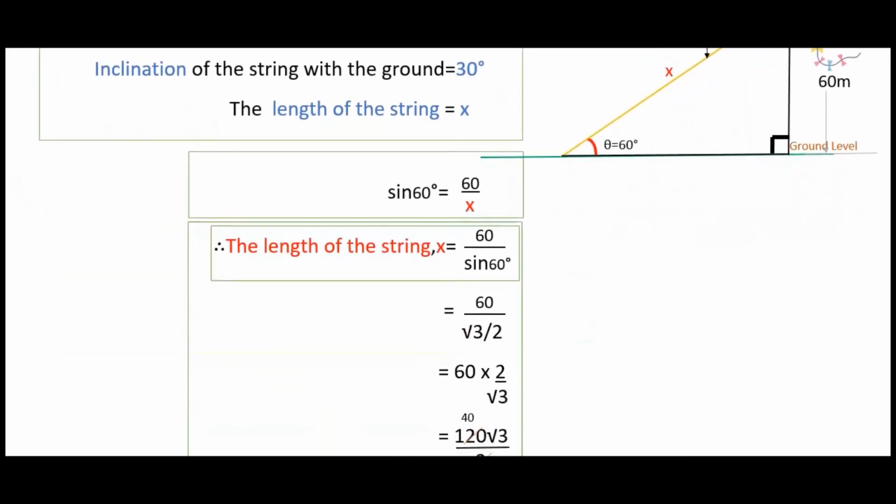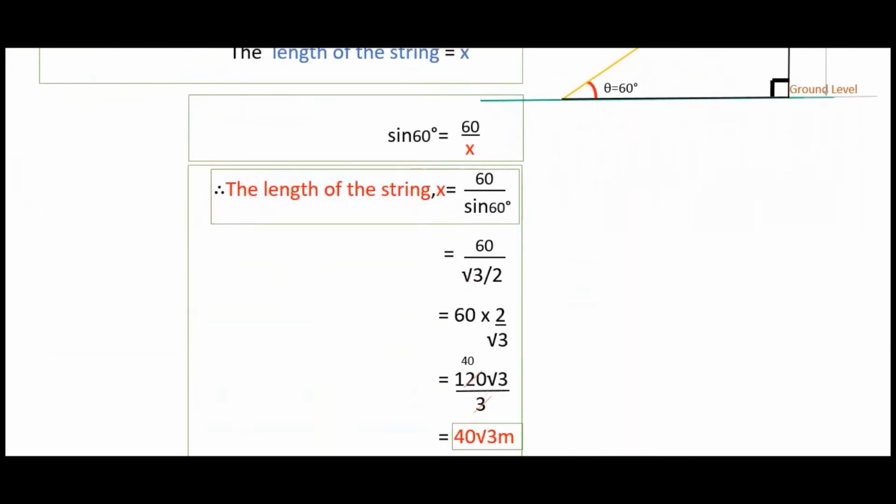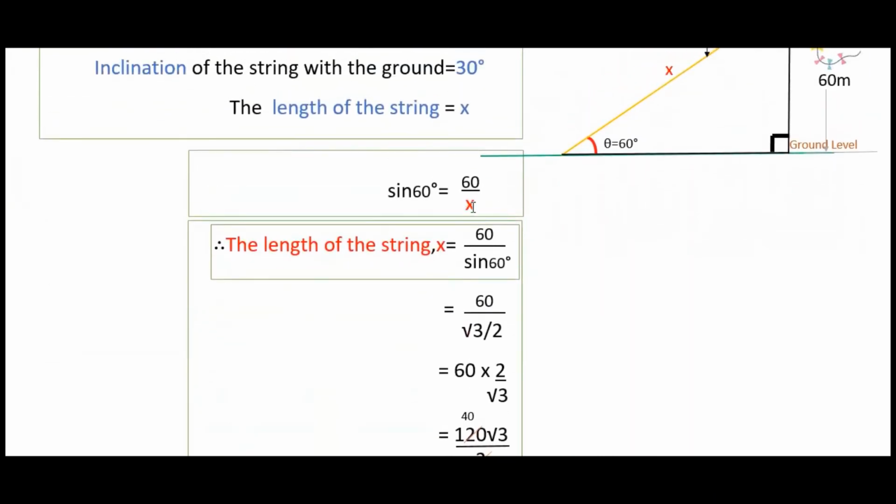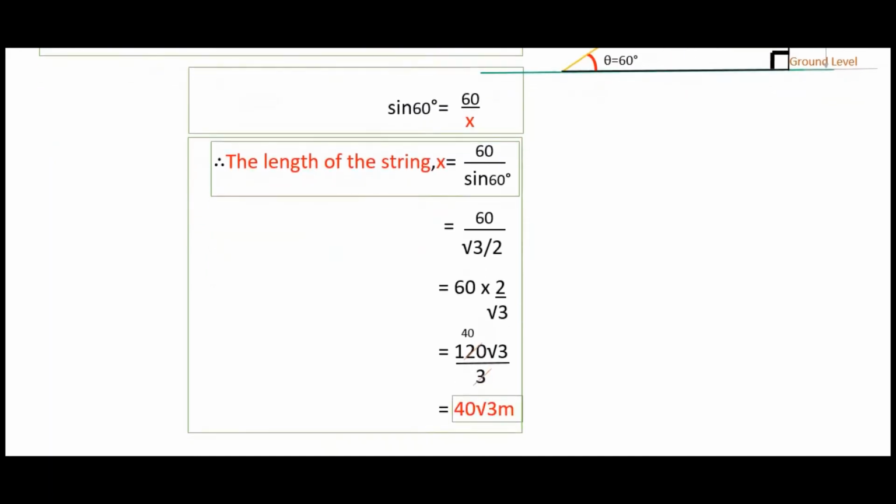From this, x is the length of the string. Therefore the length of the string x is equal to 60 by sin 60, that is equal to 60 by root 3 by 2, so that is equal to 60 into 2 by root 3. That is 120 by root 3. If you rationalize the denominator, 120 into root 3 by root 3 into root 3, which is 3. So 3 ones are 3, 40s are 120. So 40 root 3 meters. The length of the string of the kite is 40 root 3 meters.